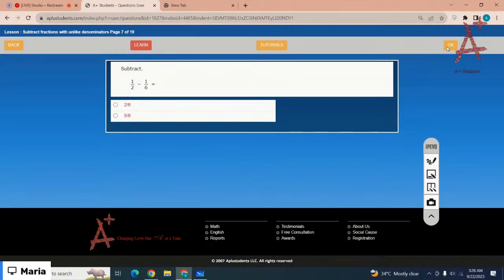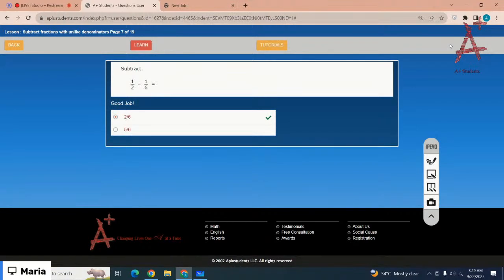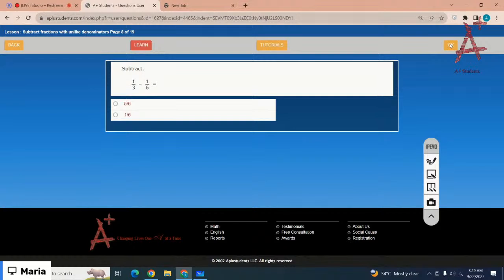1 over 2 minus 1 over 6 equals, that would be 2 over 6, the correct option. 1 by 3 minus 1 by 6 equals, the correct option is 1 over 6, right?